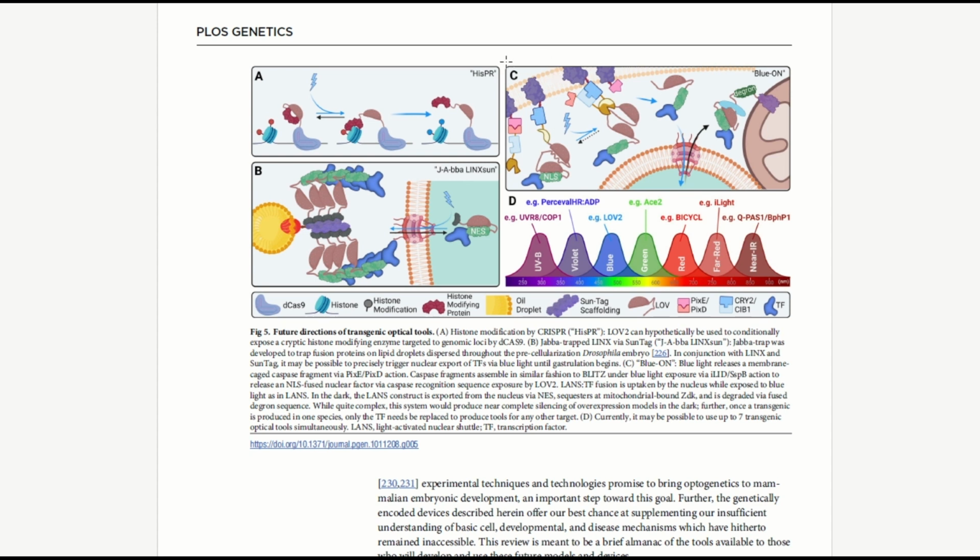Third, the BLITz system can feasibly be modified to control overexpression of transgenic transcription factors, which would otherwise accumulate in systems like LINuS and confound expectations of spatiotemporal precision. Non-toxic blue light and red light are certainly most useful for in vivo studies in transgenic animals.